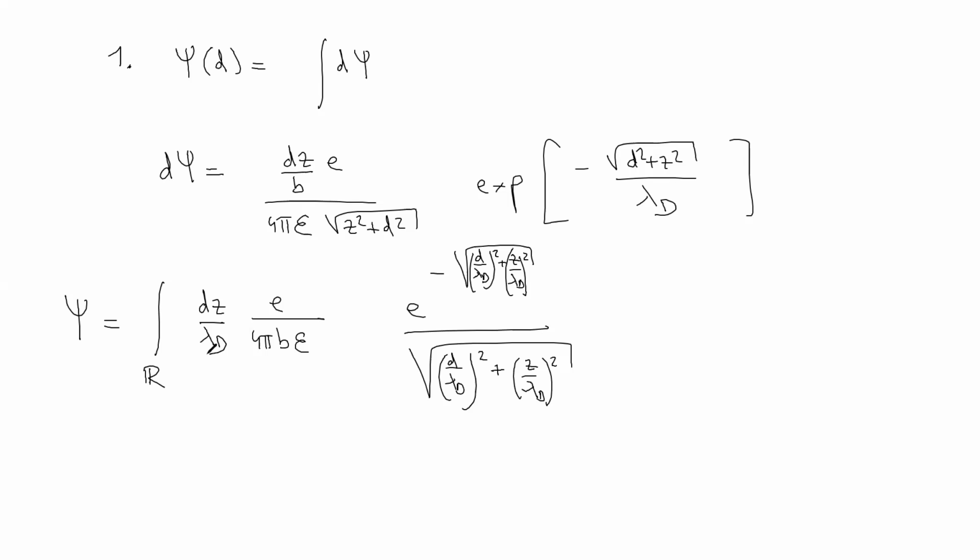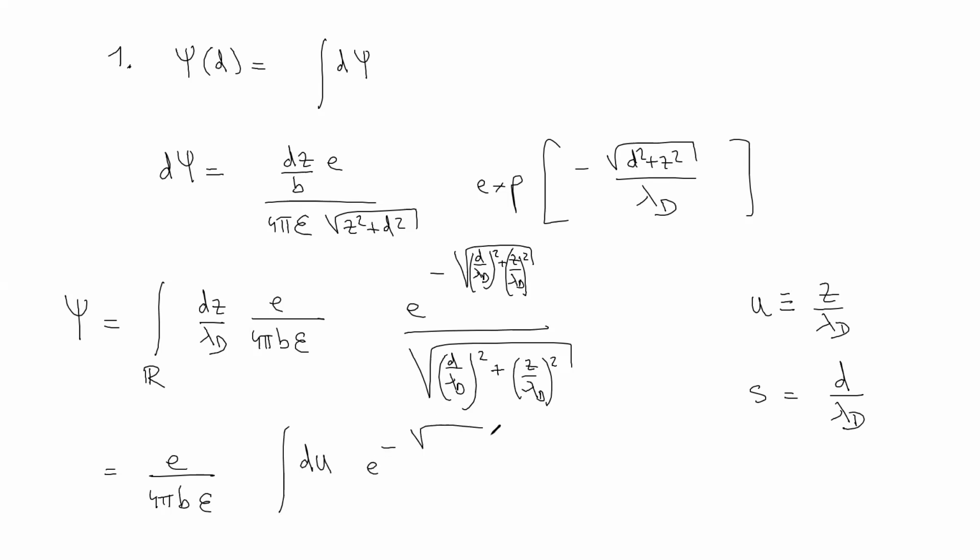Okay, and so I can introduce a change of variables. For instance, u will be equal to my integration variable in units of lambda d. And I will also define s, which is the same, but it's the parameter of that integral. So the distance I'm considering in the Debye length units. And so by this change of variable, I'm left with e over 4 pi epsilon, du over r, I don't specify it further, minus square root of what?